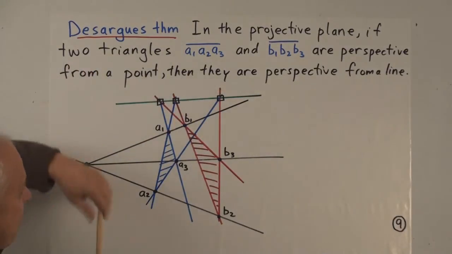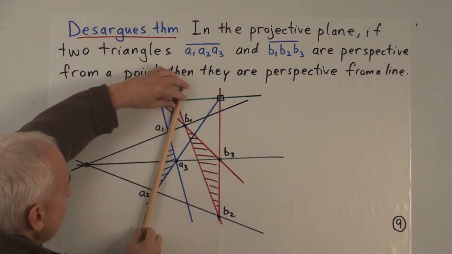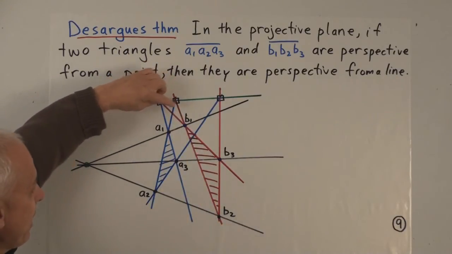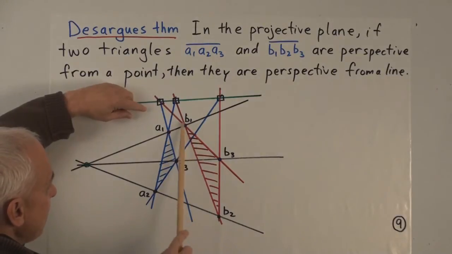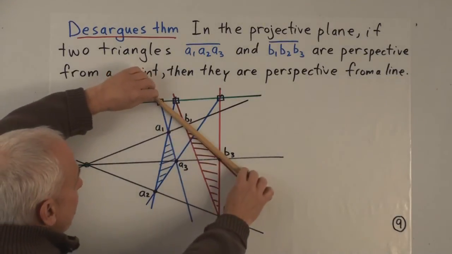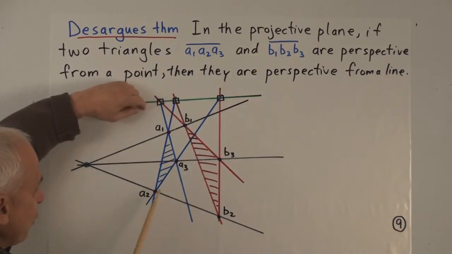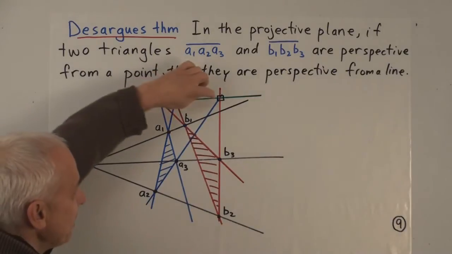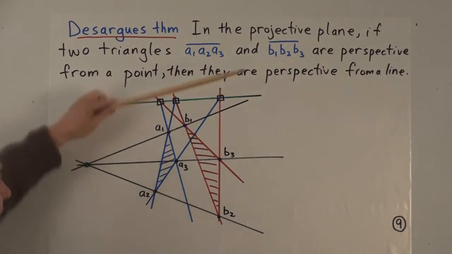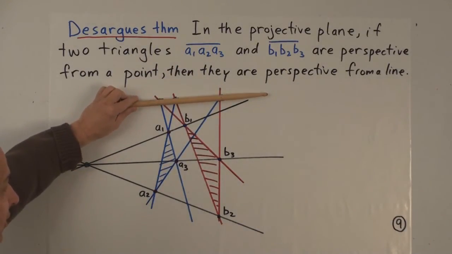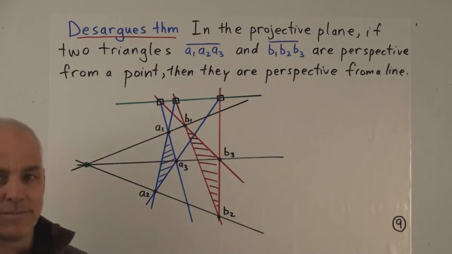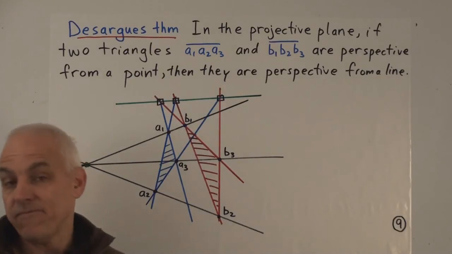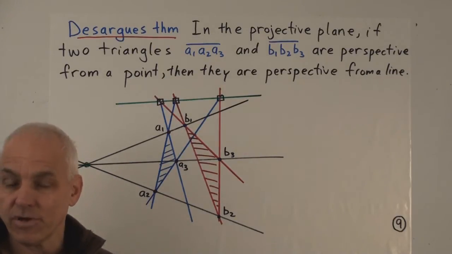And what does that mean? Well, it means that if you join A1, A2, and you join B1, B2, then those two lines meet at a certain point. And if you look at A1, A3 and B1, B3, those two lines also meet at some point. And if you look at A2, A3 and B2, B3, these two lines also meet at a point. And the claim is that these 3 points are collinear. Desargues' theorem, one of the foundational theorems of projective geometry.